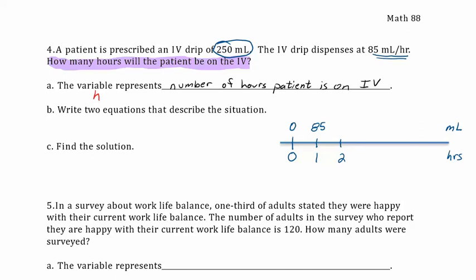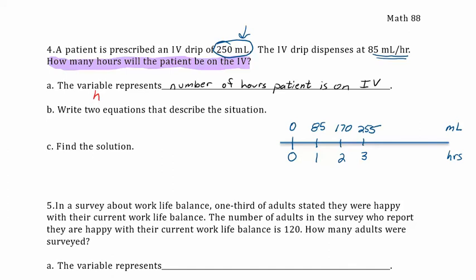After 2 hours, it'd be 85 plus 85, so that would be 170 milliliters. After 3 hours, we'd add another 85 to this, so that'd be 255. We can see that after 3 hours, they have received more than the 250 they need. So the answer is going to be somewhere less than 3 hours. This gives me a little bit of an idea about what the answer is. It didn't come out perfect, but that's okay.